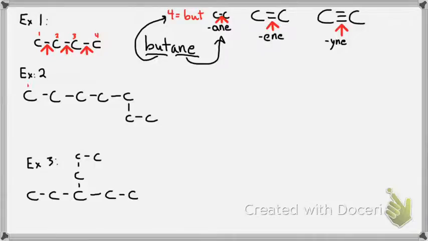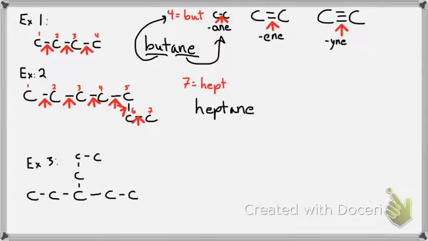Number 2, I'm going to number my carbon chain. 1, 2, 3, 4, 5, 6, 7. All of those carbons are linked together. You could draw through them without picking up your pencil or going backward. So that is how you define a chain. 7 from my notes is hept-, and they are all single bonds, so it is heptane. Final answer. This next one is tricky because there's a branch.